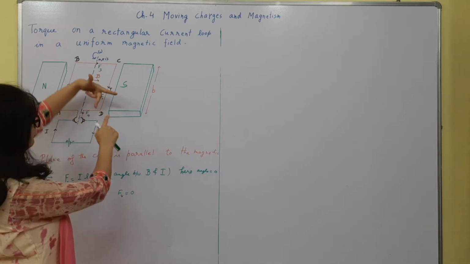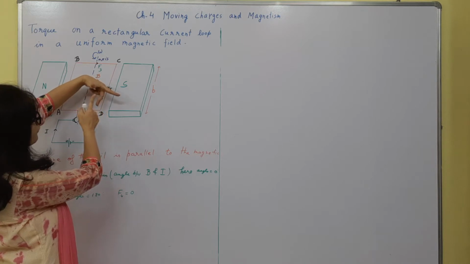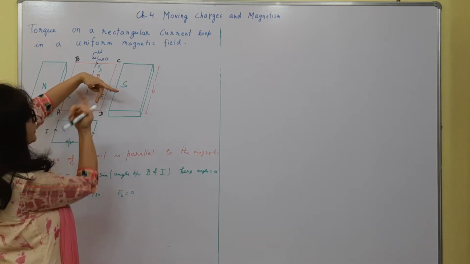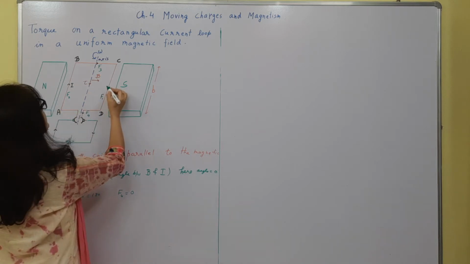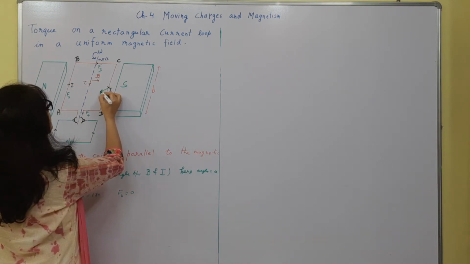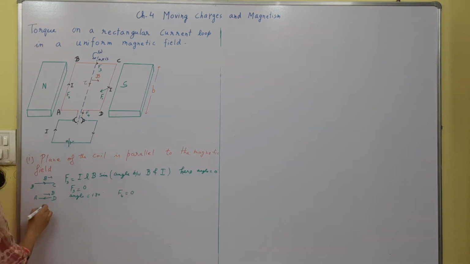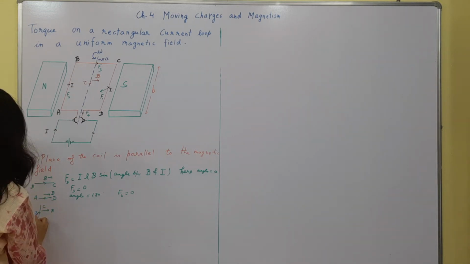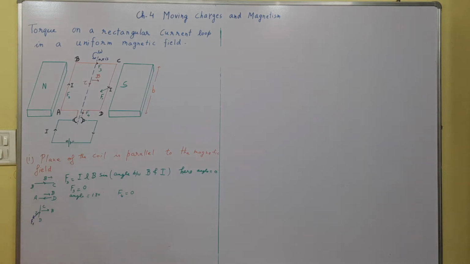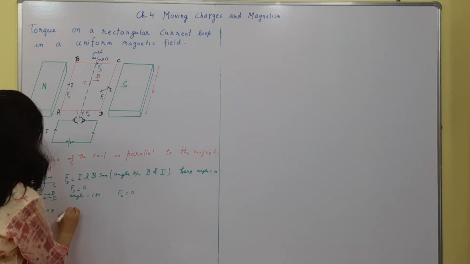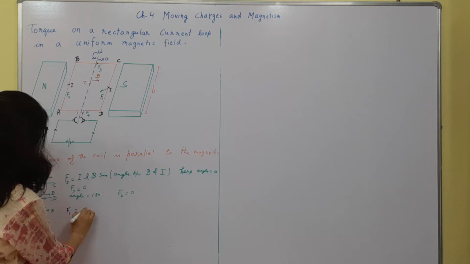Now if I am talking about F1, let's check. This is the direction of magnetic field, this is the direction of current. So what will be the direction of F1? It will be normally outward from the plane of the board. So I can say that F1 is normally outward. On CD, this is the direction of magnetic field, this is the direction of current. So what will be the direction of force? This will be normally outward.